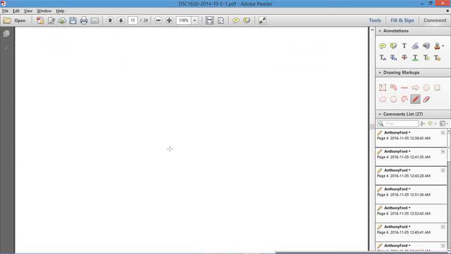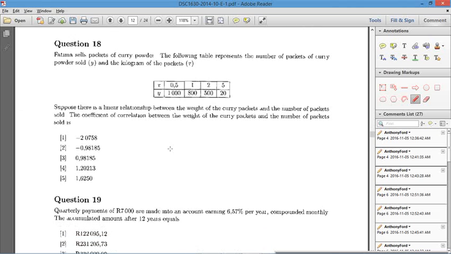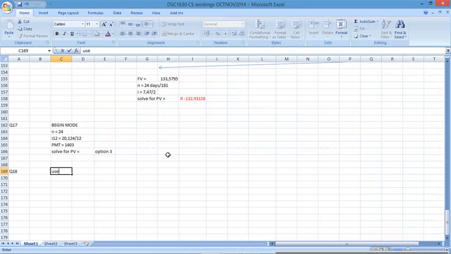Right, let's look at 18, guys. What is 18 focusing on? Stats. When you see a question like this, you've got X and Y, you've got a table, you know this is probably going to be linear regression. They tell you there's a linear relationship between the two. So you're going to have to calculate the correlation coefficient, which is the R. Use the financial calculator, or the scientific can also do stats. Solve for R. If you solve for R for 18, you get option 2.